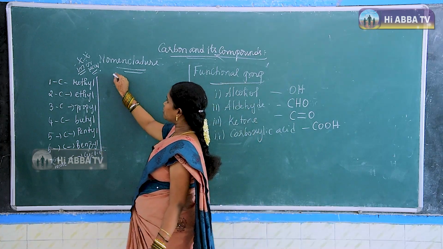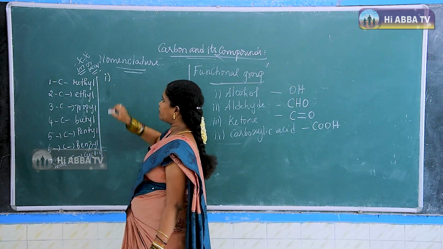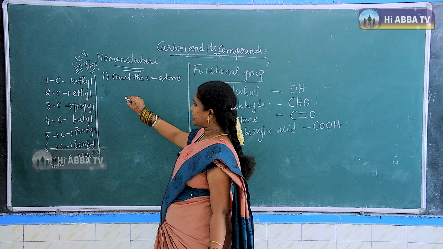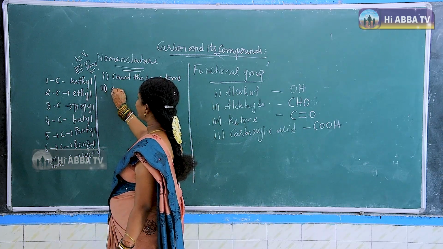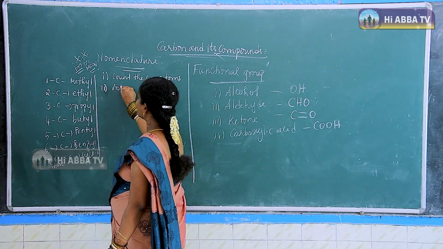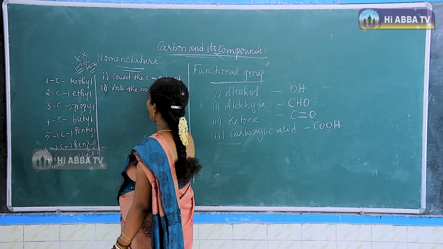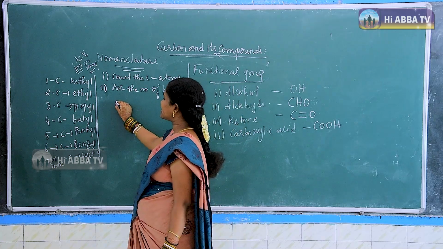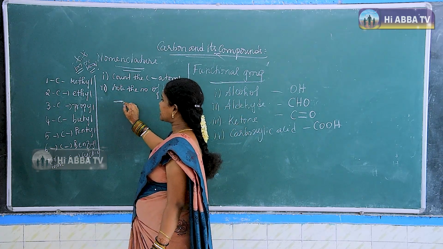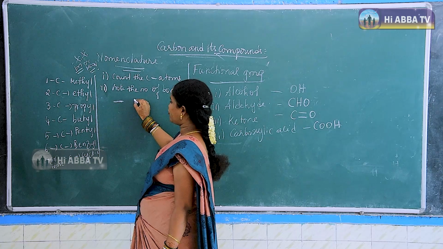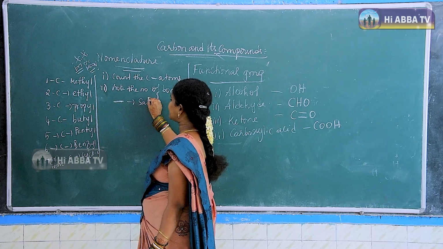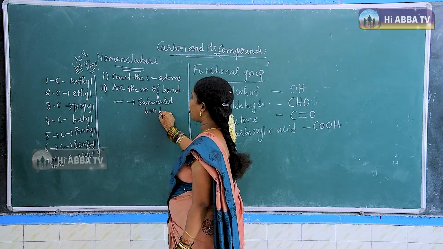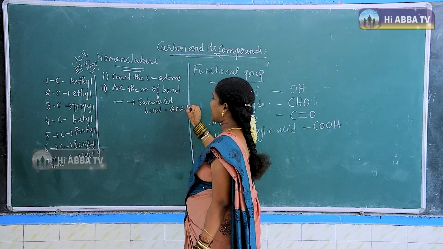Okay. Now, what is the first rule for giving the name of the compound? First, you have to count the carbon atoms. Second, you have to note the type of bond that is present. If it consists of single bond in a formula, we used to tell that as saturated bond. If it is saturated, it usually ends with ANE.